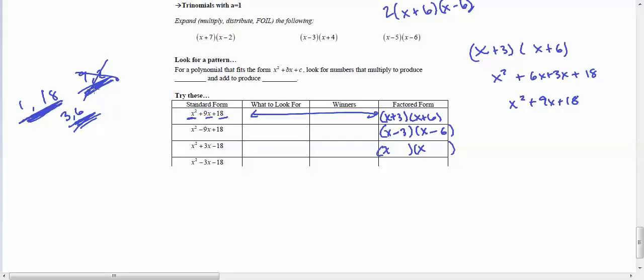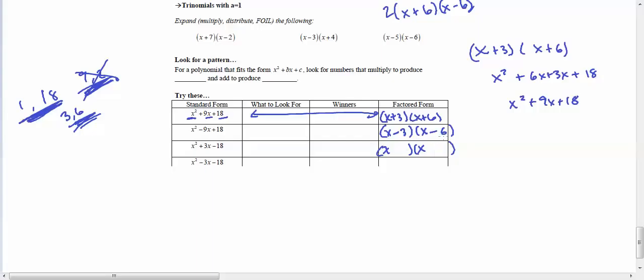Now you suggested 3 and 6 again. Okay, fine. 3 and 6. What would you have to do? Well, which one would you change? The 3 or the 6? The 6 to a negative. We can try that. Negative 6, positive 3. Ask yourself, does negative 6 times positive 3 give you negative 18? Yes, because a negative times a positive is still a negative, and 6 times 3 is 18. But does negative 6 plus 3 give you positive 3? No, it gives you negative 3, so this is wrong, but we're close.